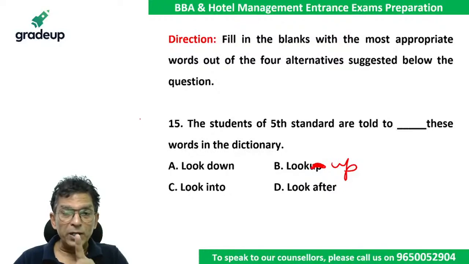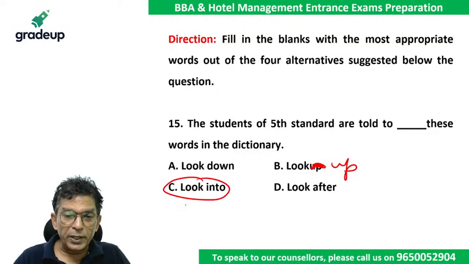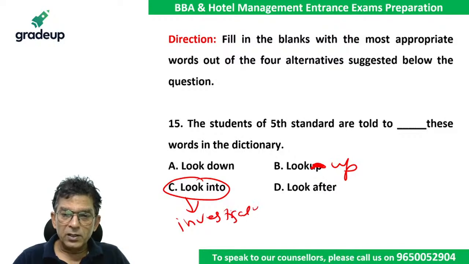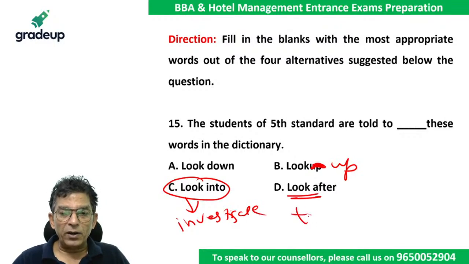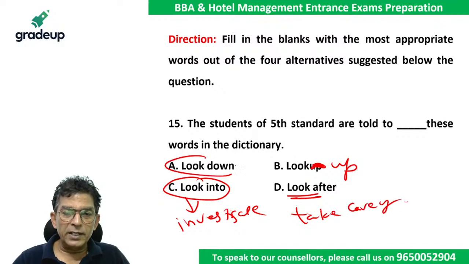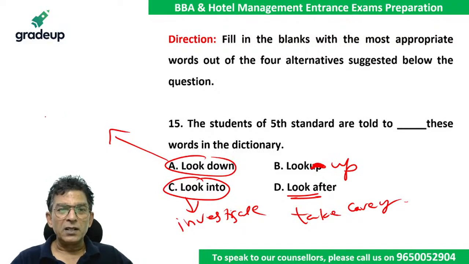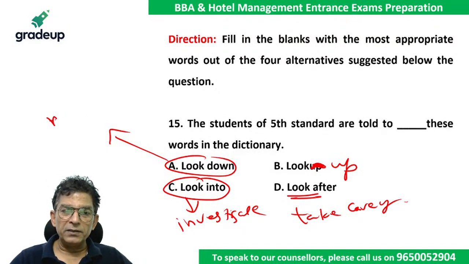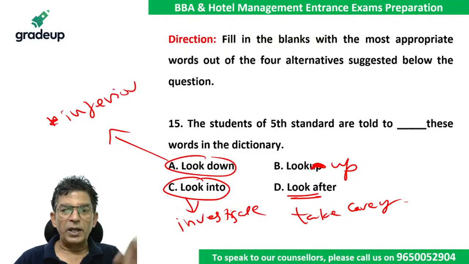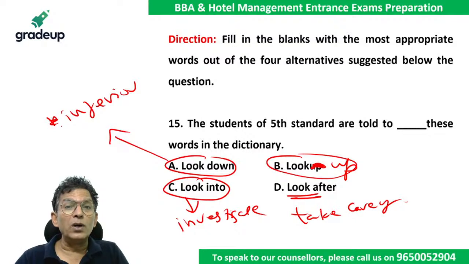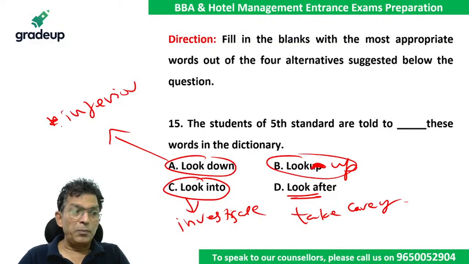You don't look into something. Look into means to investigate. Look after is to take care of. Look down is to consider somebody inferior. ठीक है, छोटा समझना, तुच्छ समझना. So you look up a word in the dictionary.